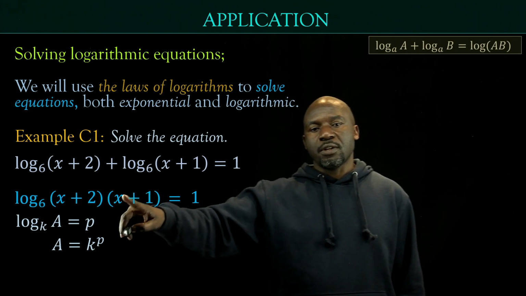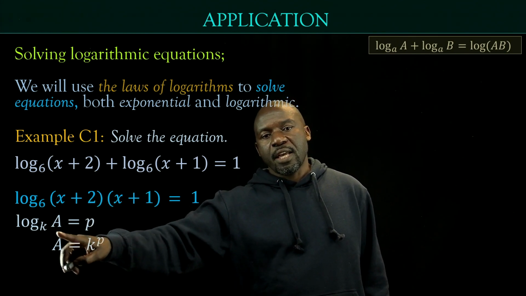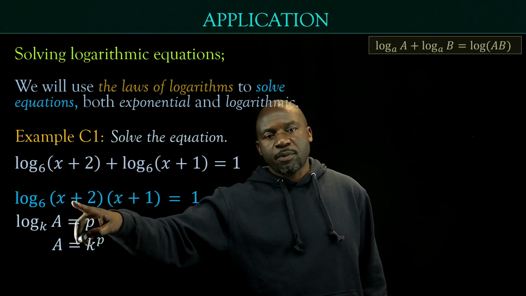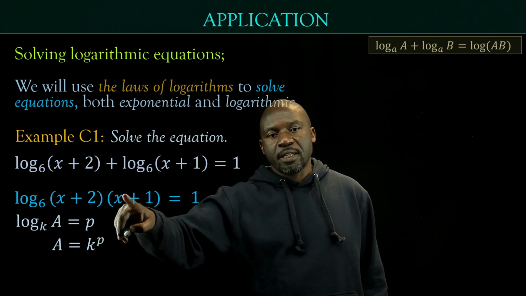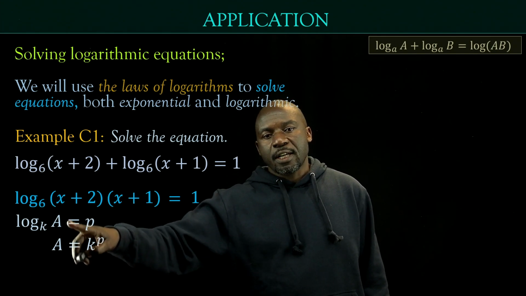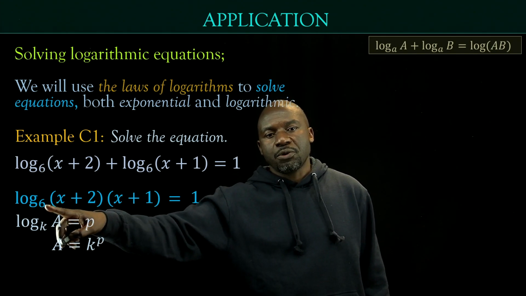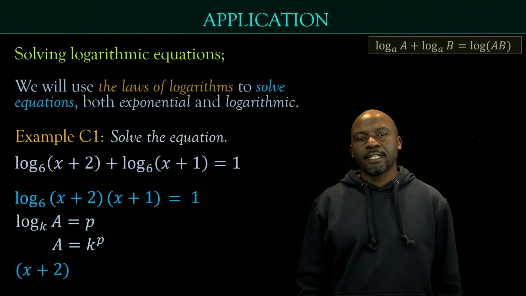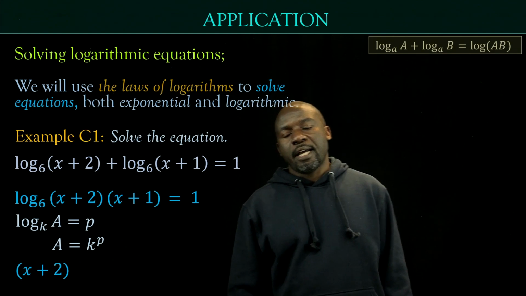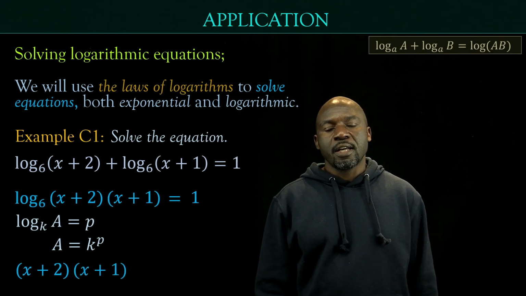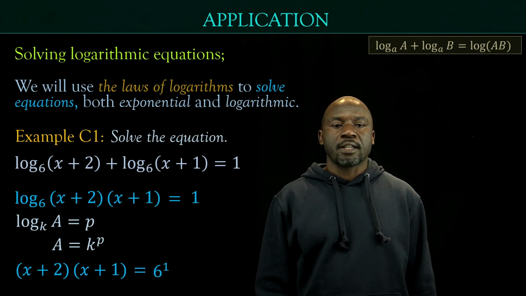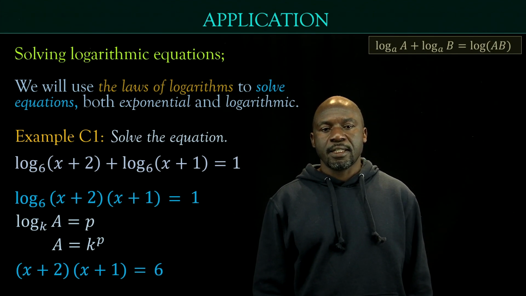So using the same reasoning, I can take my arguments. Here the argument is a. So here my argument is the whole expression, x plus 2 into x plus 1. That represents a. So I can say that the argument must be equal to 6 to the power of 1, in the same way. So x plus 2 into x plus 1 must be equal to 6 to the power of 1, which is in fact just the same as 6, all right?